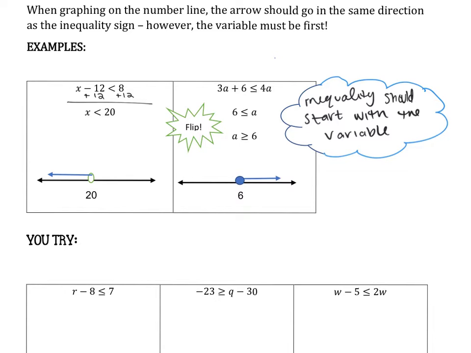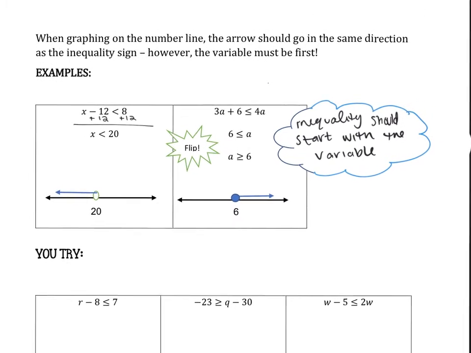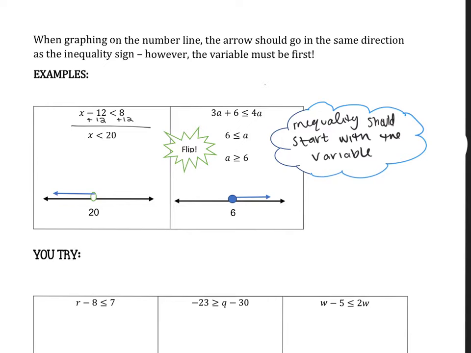The weird thing that can happen, though, is that sometimes when we're solving these, we will end up with the variable on the right side of the problem instead of the left. But when we write an inequality, our variable has to come first. It's like good math grammar.